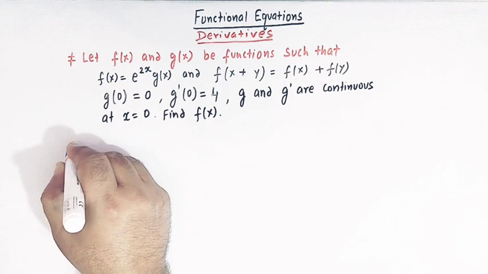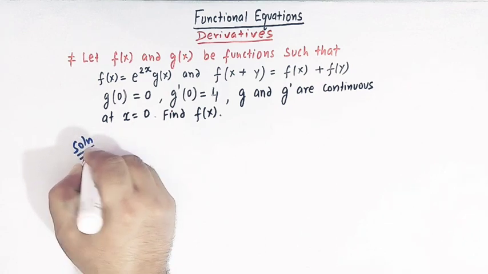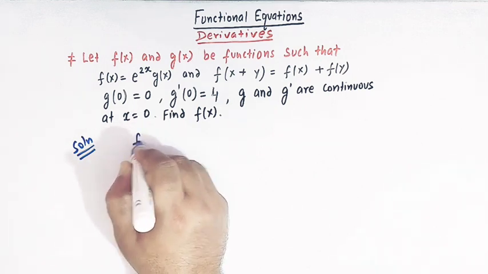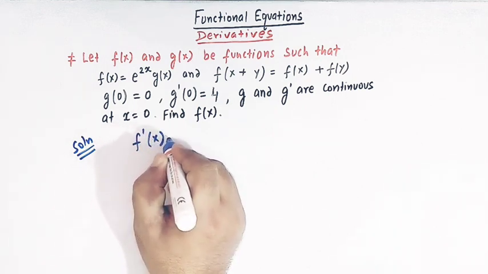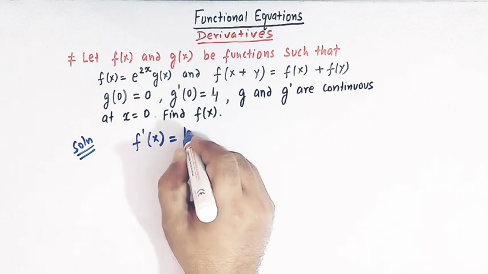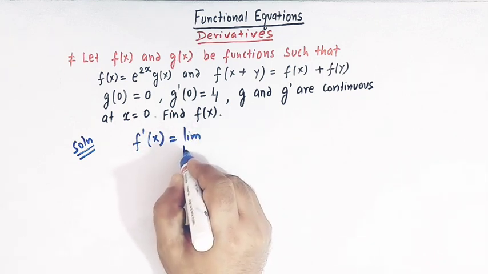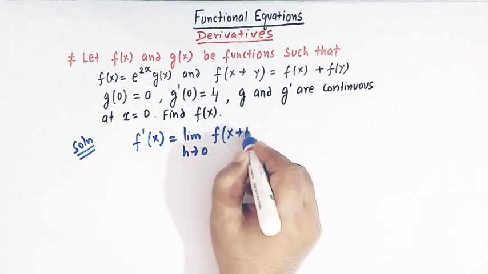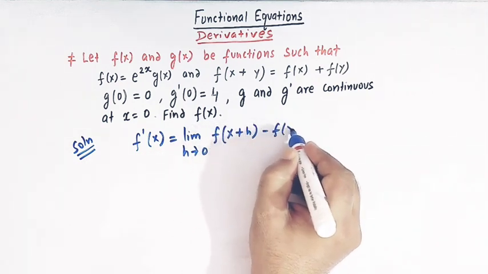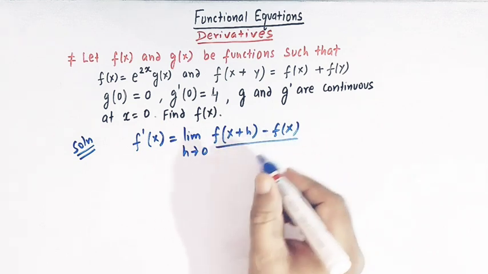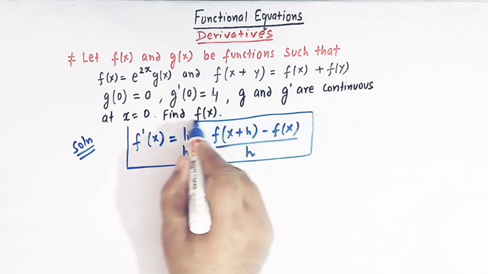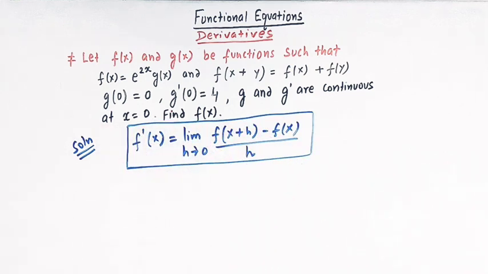So let us start with the definition of derivative of a function, right? Now see, we know that the derivative of a function f of x is defined by this limit, that is limit h tends to 0, and we have f of x plus h minus f of x divided by h, right? So this is the definition of derivative of a function f of x.